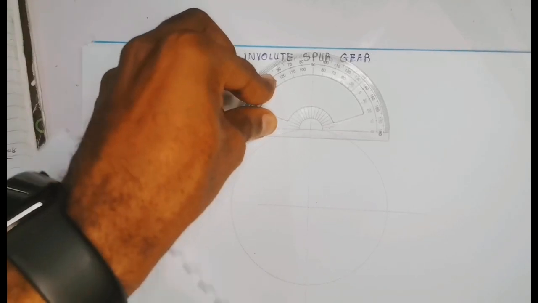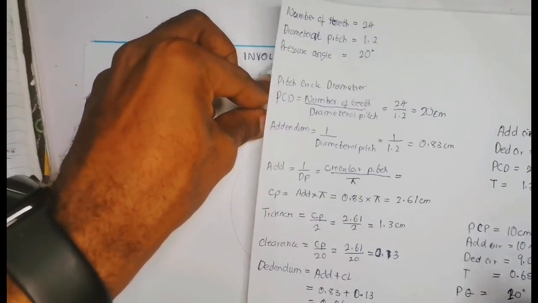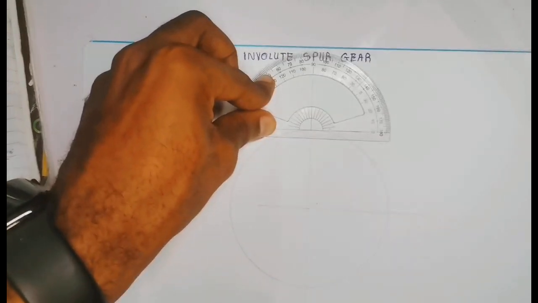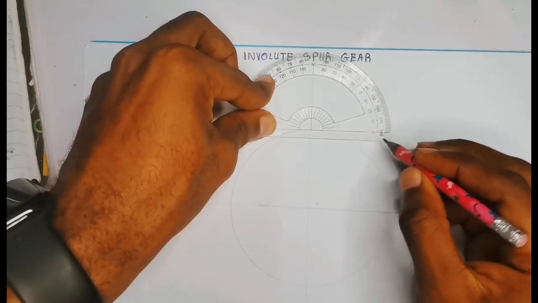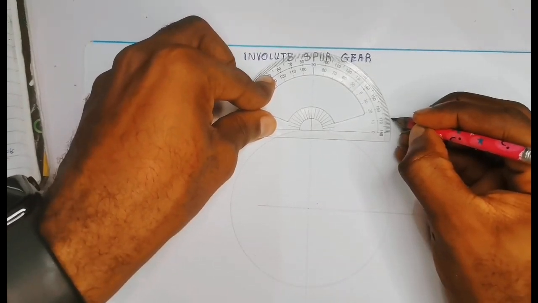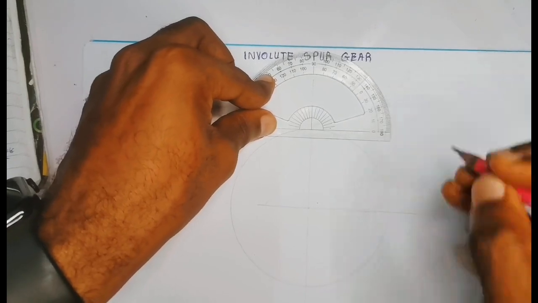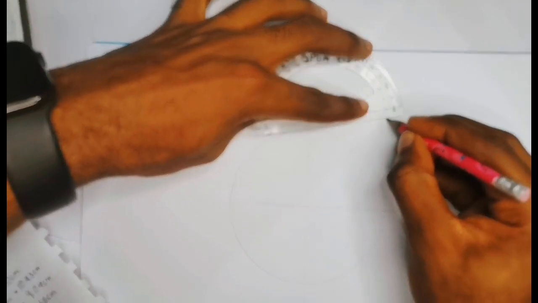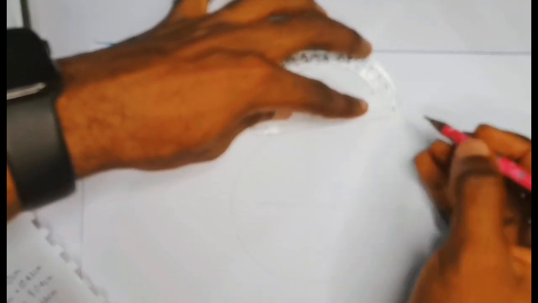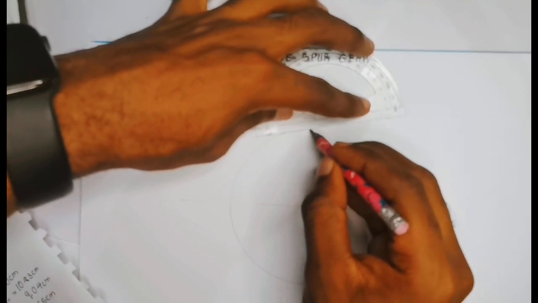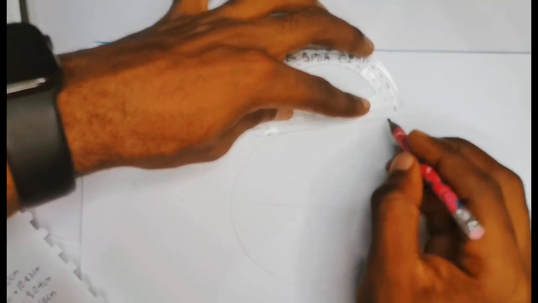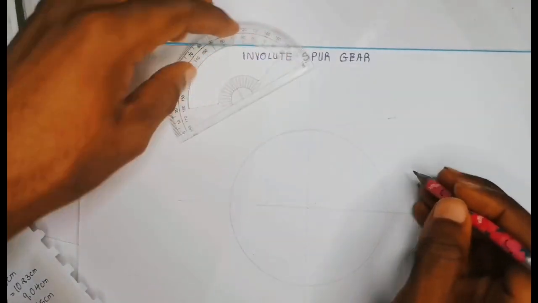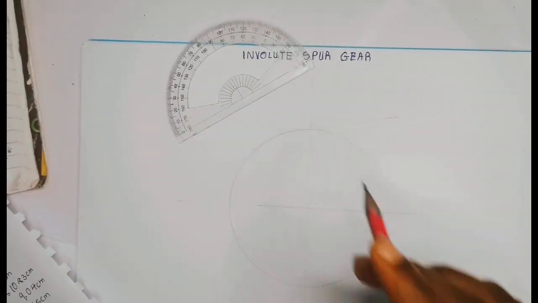Now next we measure our pressure angle, which is 10 degrees. From 0 we measure 10, which is the pressure angle. Then pin at the pressure angle point which we measured to this intersection here with the PCD and this line. Draw a line cutting this center.